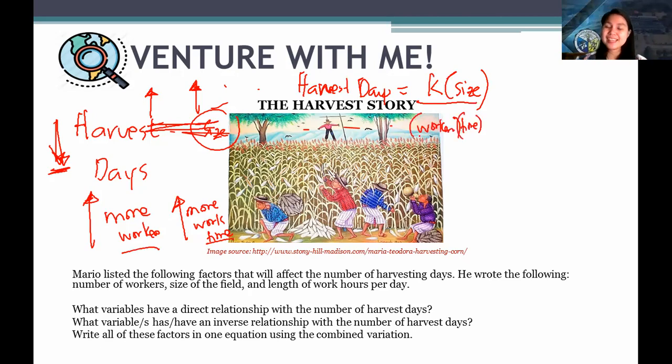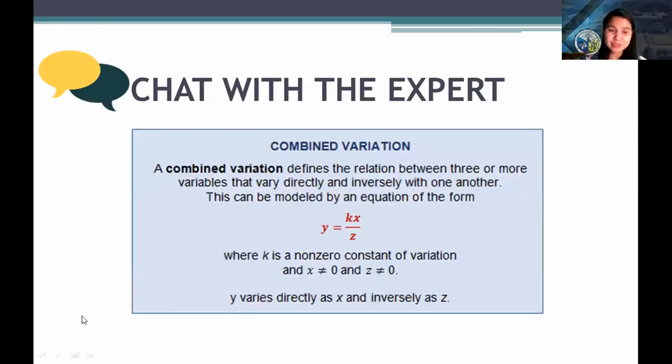Okay, now here in our equation, we have the direct variation and two inverse variations. A combination of these two is called combined variation. Now, what is a combined variation? A combined variation defines a relation between three or more variables that vary directly and inversely.